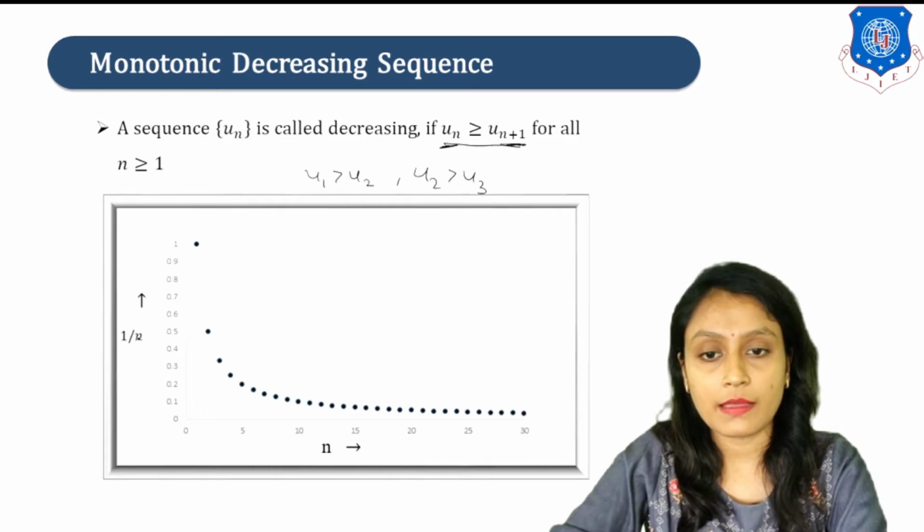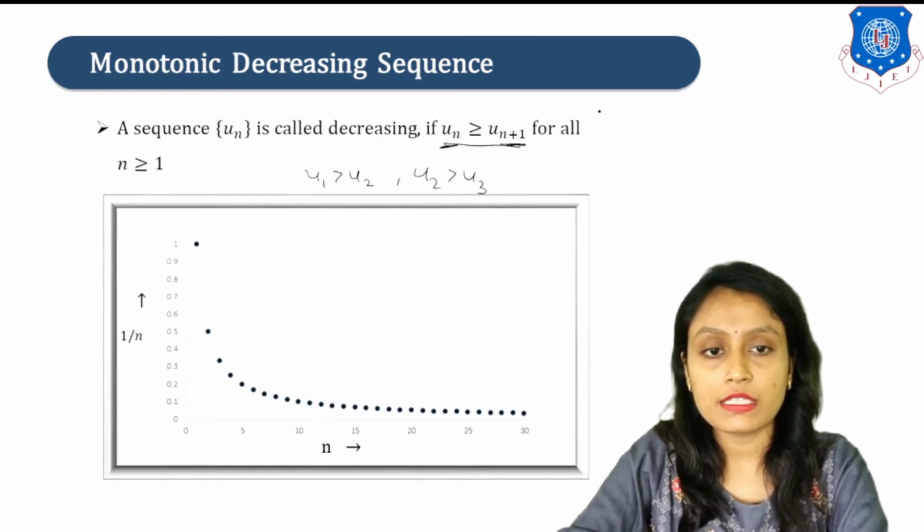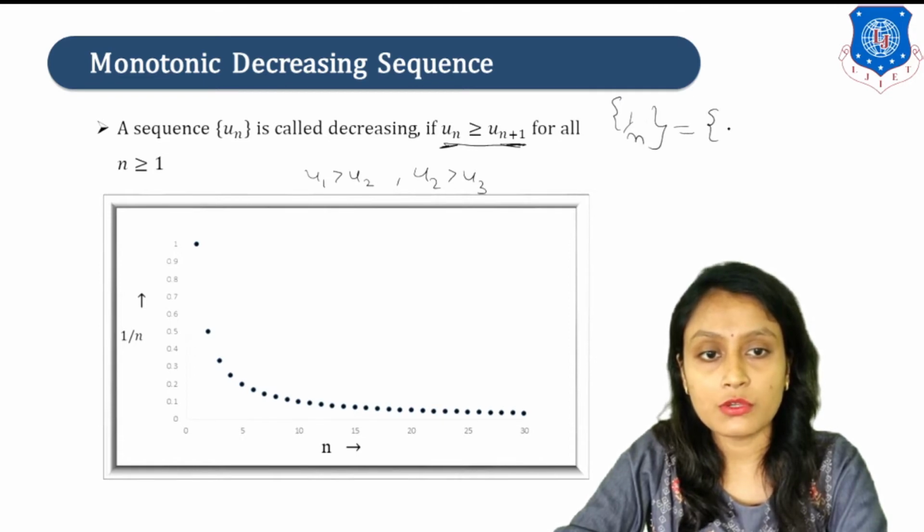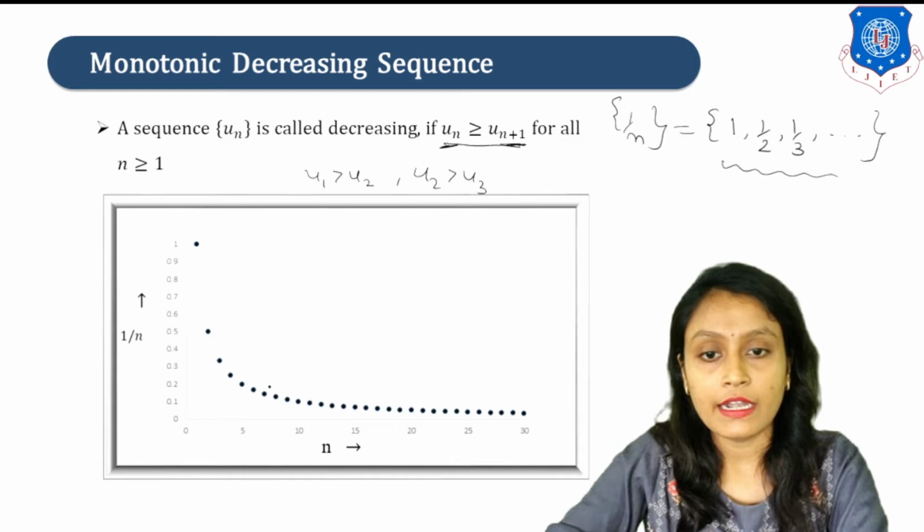So let's see one example. Here the sequence u_n is given, that is 1 upon n. If you substitute n equals 1, you get the first term as 1, then the second term as 1 upon 2, then 1 upon 3 and so on. So you can see as n is increasing, these terms are decreasing, and also in the graph you can see that this sequence is a decreasing sequence.